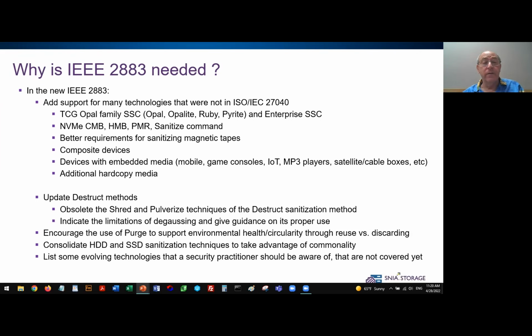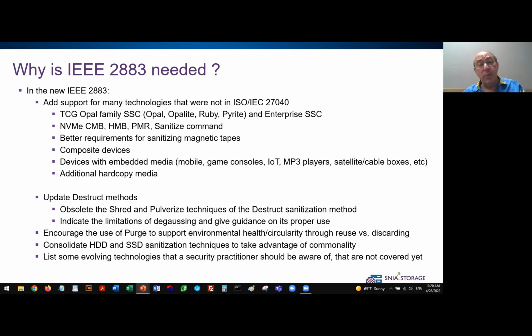Things that we've added, since we have the opportunity when we split things, is we've added support for a whole bunch of technologies that were not in 27040 7 years ago. There are a lot of NVMe architectural elements that have been developed and matured, and we cover those. Magnetic tapes have evolved in those 7 years, and composite devices and devices with embedded media are a lot more out there now than they were before.